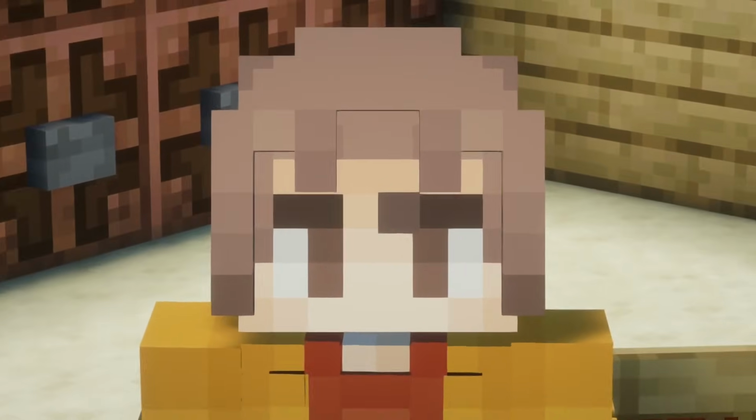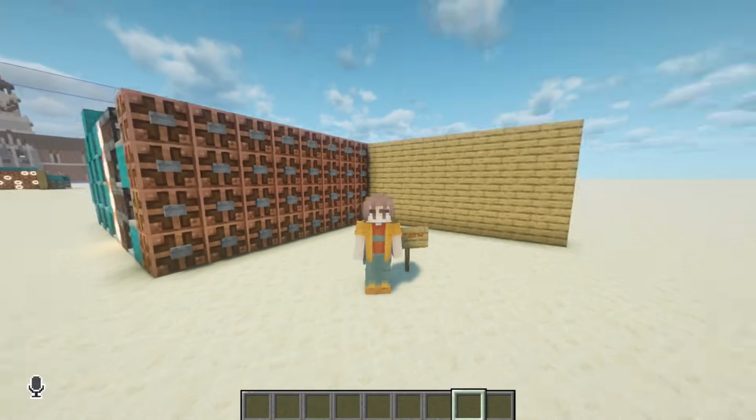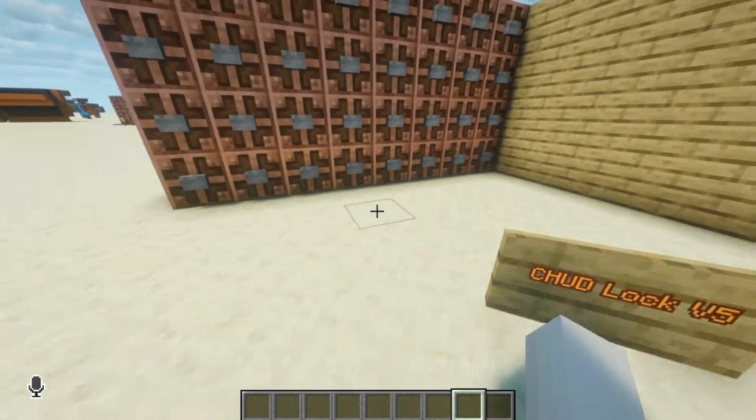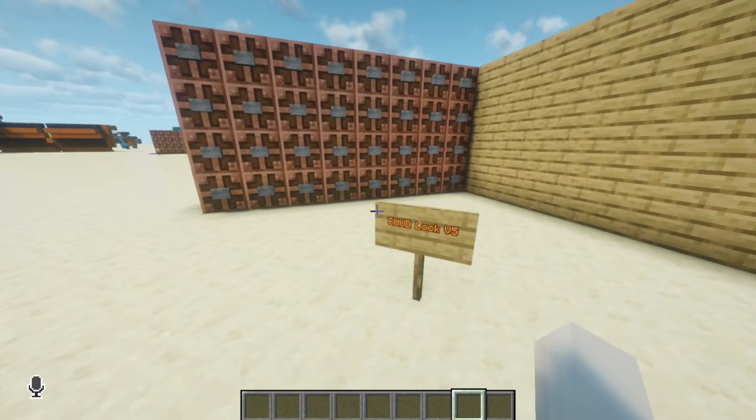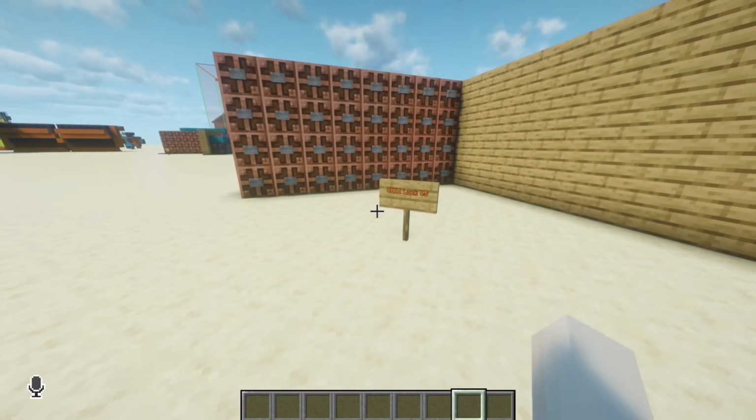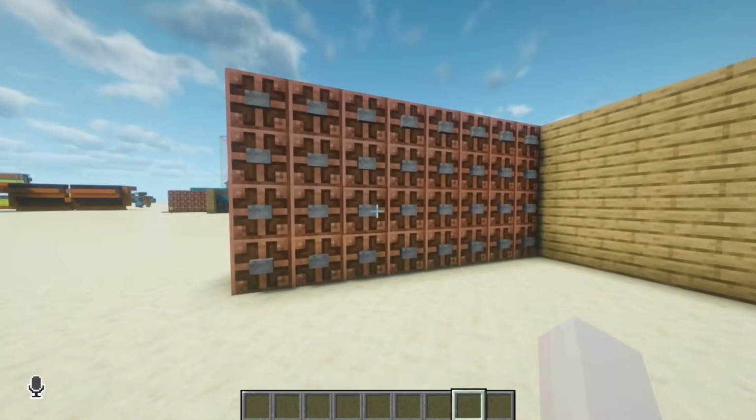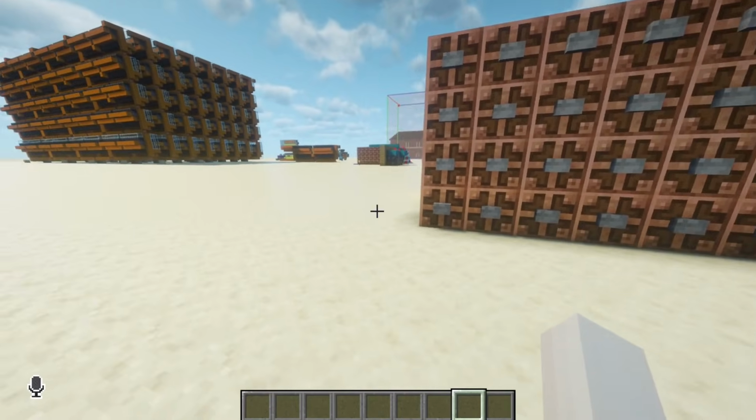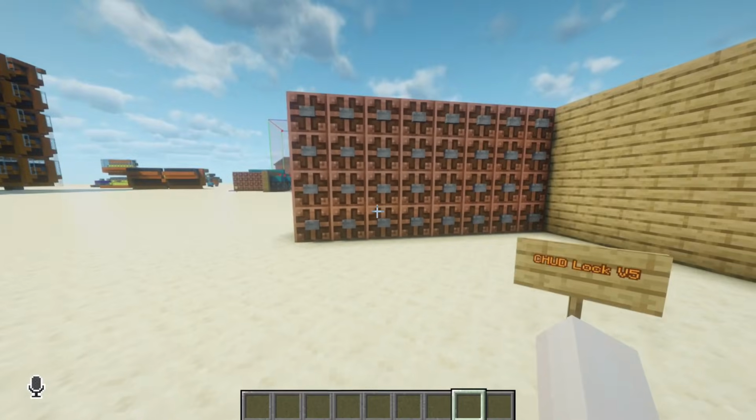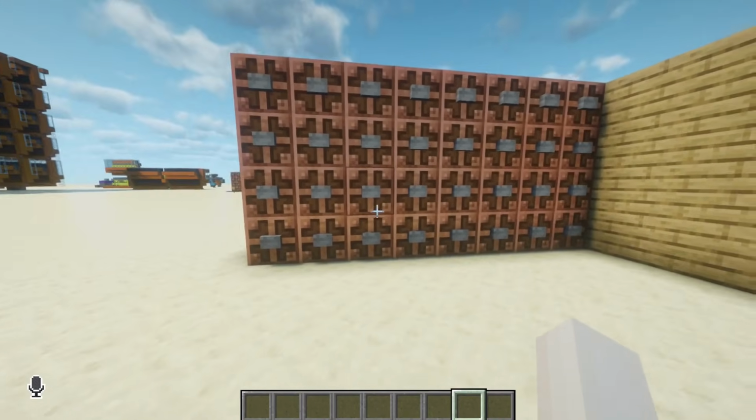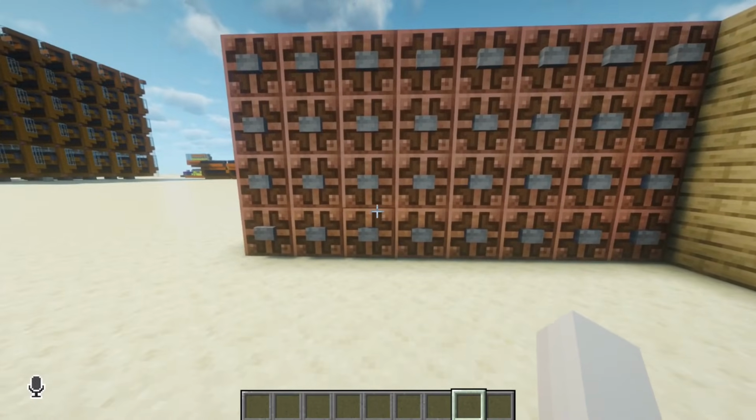I asked, you listened. So, you may recall I made a video not too long ago, like yesterday, depending on when I edit this. I made a video on my design of the CHUD lock. Now, in that video, I said that if you had any ideas on how to optimize the CHUD lock, I would love to hear them.